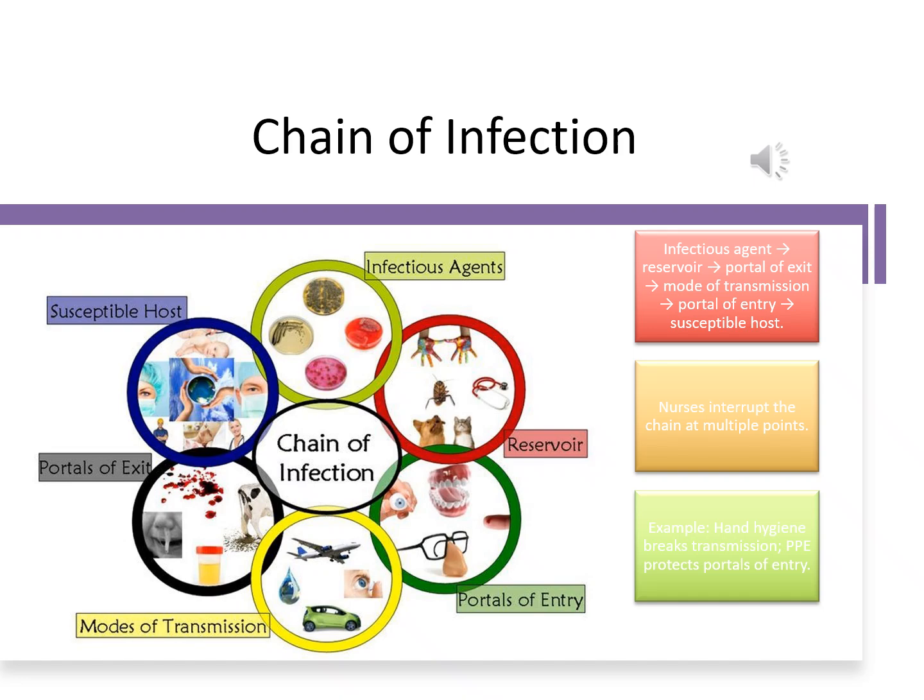And then the sixth link is a susceptible host. This is where a patient or a person is at risk for an infection.